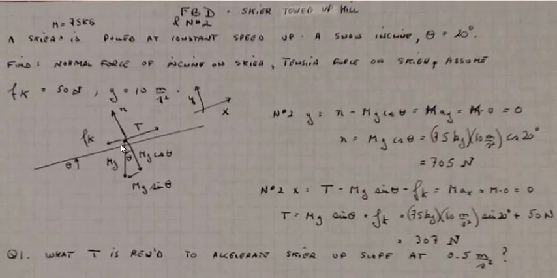So what we will do is we'll take the weight, the mg, and we're going to divide that into a component perpendicular to the slope pointing down. That's mg cosine theta. The incline angle is the same as the angle between the vertical and the mg cosine theta force, and then a force mg sine theta that's acting downwards and parallel to the slope.